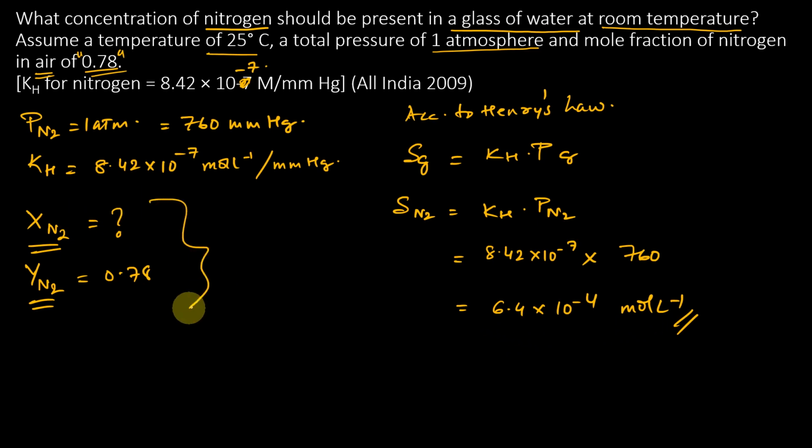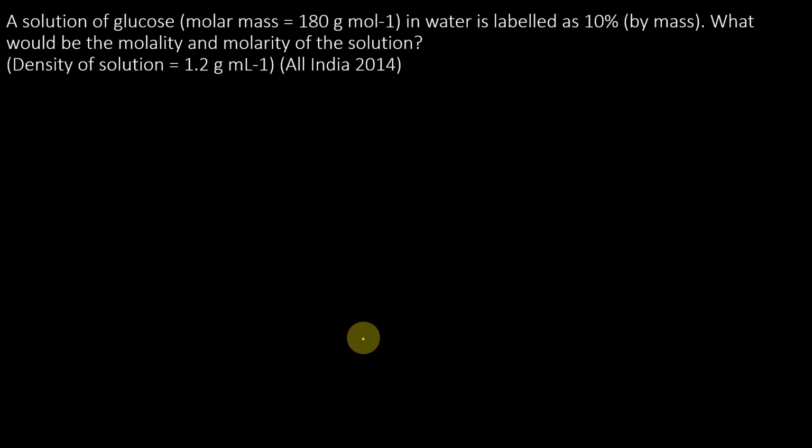तो इसका कोई काम नहीं है यहाँ पे, मोल फ्रैक्शन का यहाँ पे कोई काम नहीं है, बेकार में इसको कंफ्यूज करने के लिए दिया गया है. ओके, नेक्स्ट क्वेश्चन. A solution of glucose in water is labeled as 10% by mass.